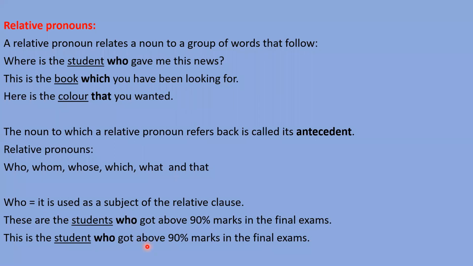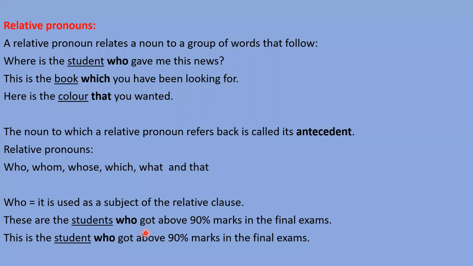Secondly, the second point I want you to understand here, dear students. Who, as a relative pronoun, we can use for singular also and for plural also, right? In this, the antecedent was the students, so that's plural, but in this, the antecedent is the student, which is singular, right?